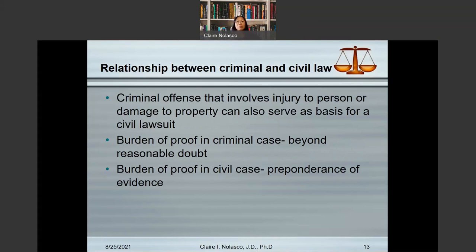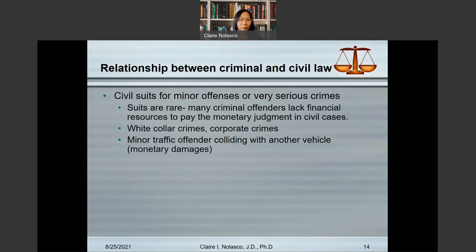So what is the relationship between criminal and civil law? Criminal offense involves injury to persons or damage to property, okay? But it can also serve as a basis for a lawsuit. The burden of proof is different in both cases. In criminal case, it's beyond reasonable doubt, while in civil case, it's preponderance of evidence. You'll learn more about this in your criminal procedure classes. What is the relationship between criminal and civil law again?